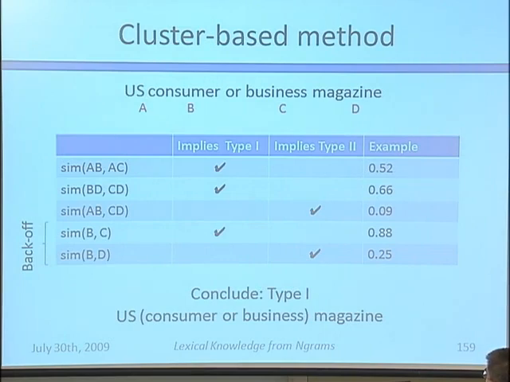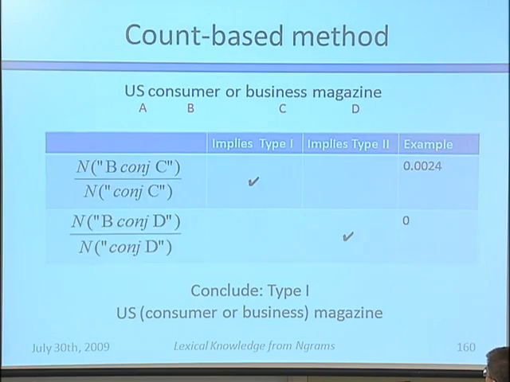So we use this table, and there's this backoff thing we used. What this backoff is, if we do not have some of these constituent phrases in the clusters, we just use the similarity between B and C and B and D. And this is an unsupervised method, so we just use the max. So we just use this metric to decide the type of bracketing.